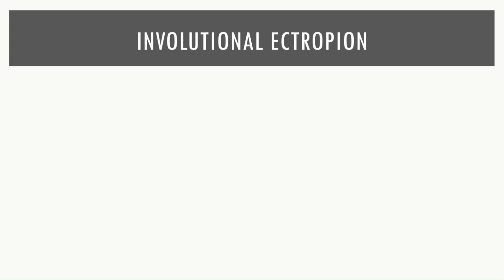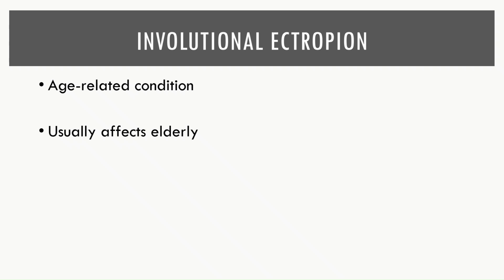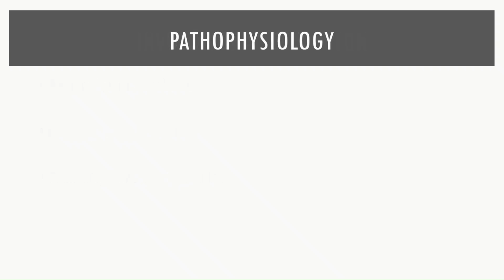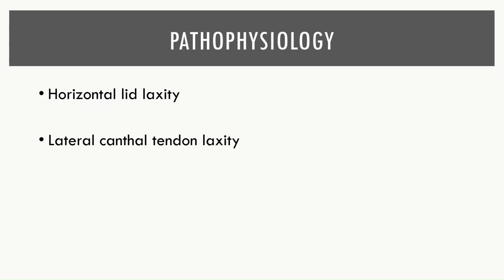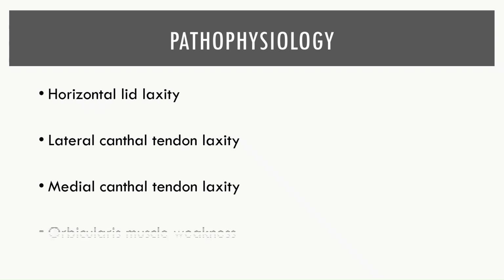Involutional ectropion is the most common type and is caused by age-related lid laxity. It primarily involves the lower lid. Multiple factors act together in ectropion, but horizontal lid laxity is the most important contributor. Other factors are lateral canthal tendon laxity, medial canthal tendon laxity, and orbicularis muscle weakness.